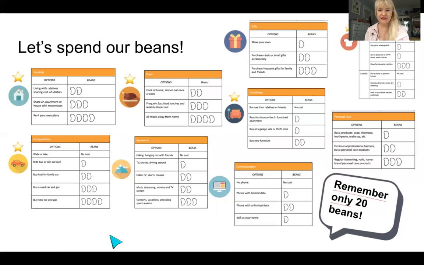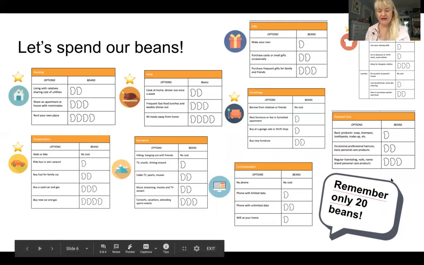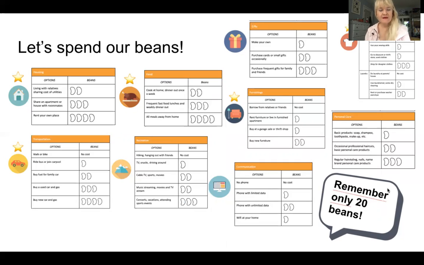Okay, these are the different categories that we have for using our beans. Right away, you might be able to tell that some of the categories have a star. Think about what that might mean. I'll tell you in a minute. But not all of the categories have a star. I want you to think about what maybe that means. This says, let's spend our beans. Okay, I'll read to you the names of the categories.